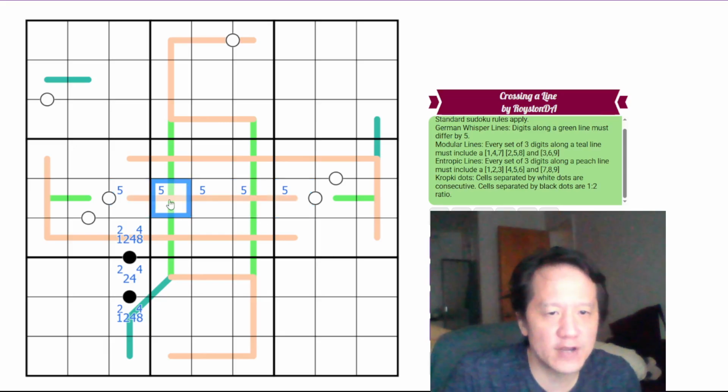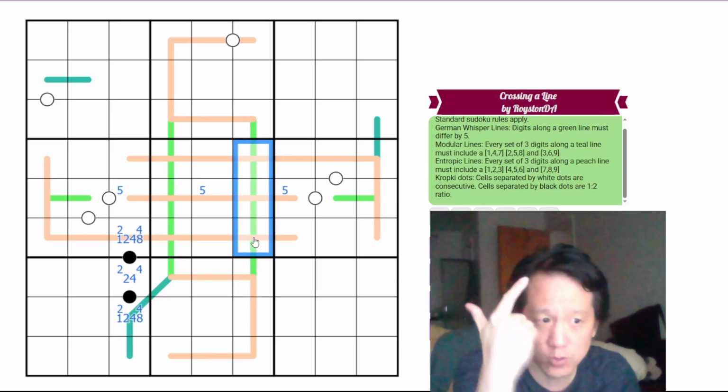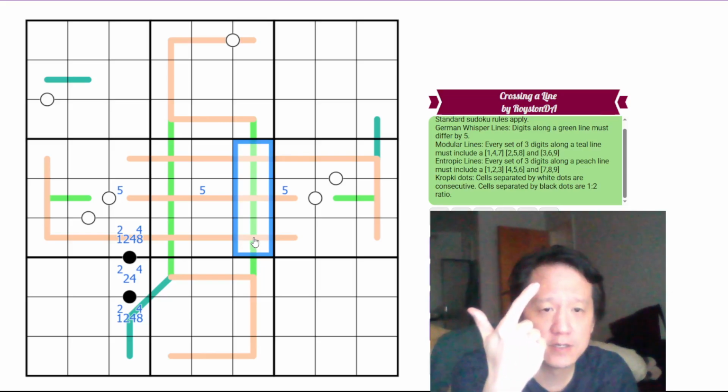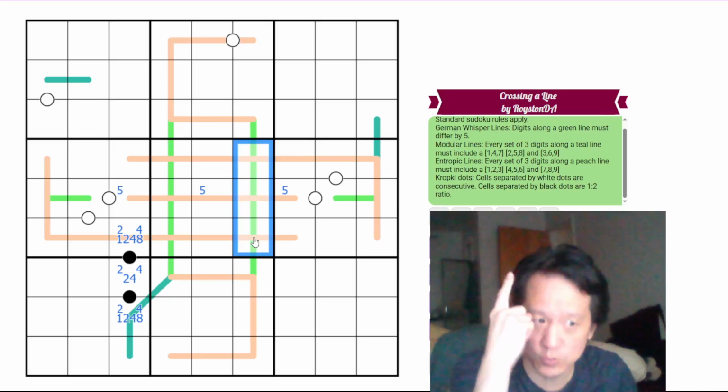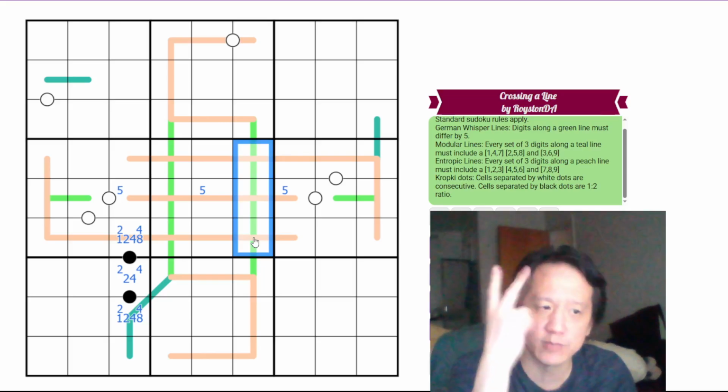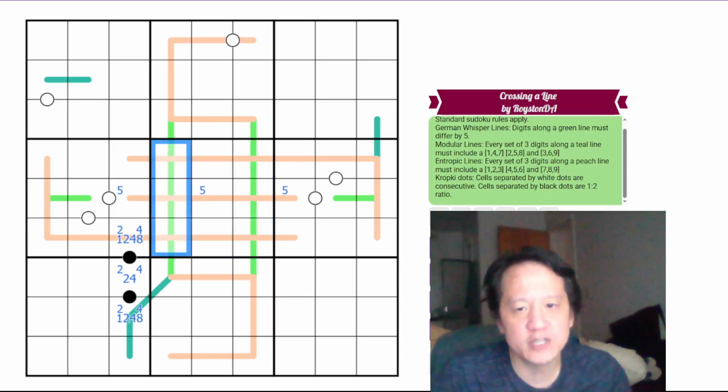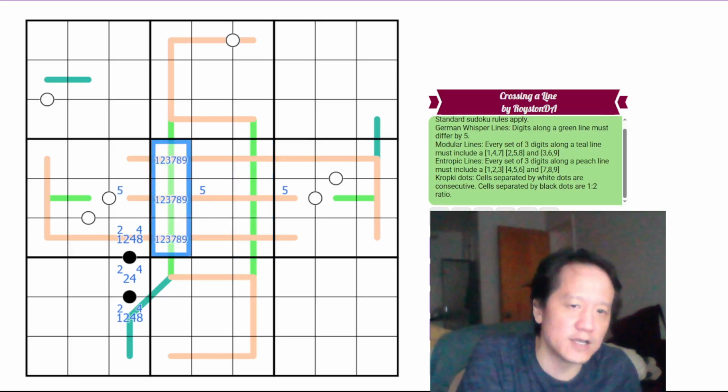What else does that? 5 cannot be here, and 5 cannot be here, because those are on German whisper lines. These digits are next to 2 unique digits on a German whisper line. Actually, all of these digits are next to 2 unique digits on a German whisper line. So they cannot be 4 or 6, because if they were 4, it can only be next to 1 unique digit on a German whisper line. Same with 6. So this must be a 1, 2, 3, 7, 8, 9 quintuplet.